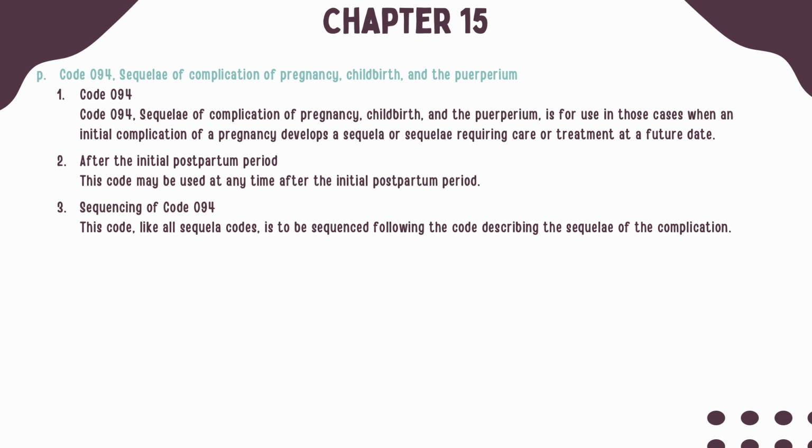Code O94 is to be used in cases when an initial complication of pregnancy develops a sequela or a late effect requiring care or treatment at a future date. It can be used anytime after the initial postpartum period, and as with all sequela codes, O94 should be sequenced following the code that describes the sequela of the complication.